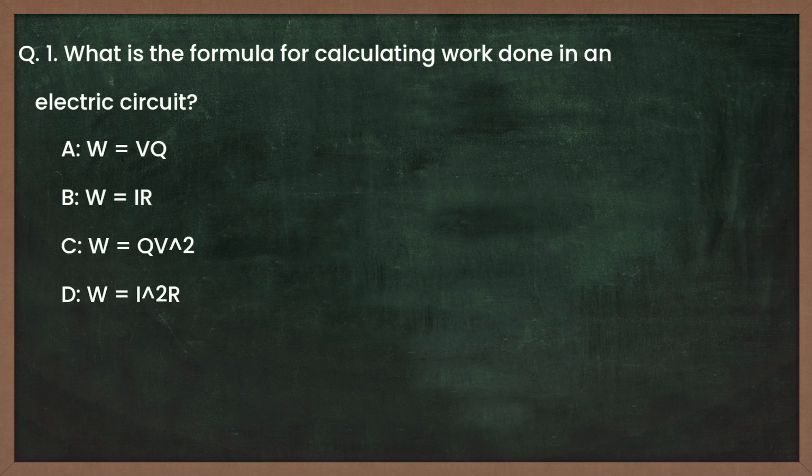Option A, W is equal to VQ. Option B, W is equal to IR. Option C, W is equal to QV². Option D, W is equal to I²R. You have 5 seconds to answer the question.